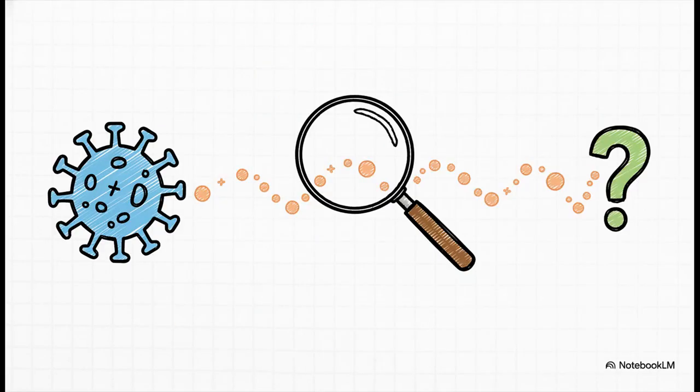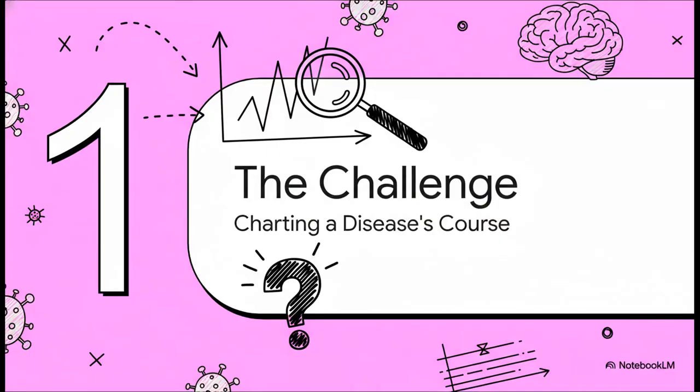You see, for something like a virus, its future path isn't totally random. It leaves behind clues, a sort of breadcrumb trail in the data of its own history. And if we can learn to read that trail, we can get a pretty good idea of where it's headed next. Okay, so let's get into it.